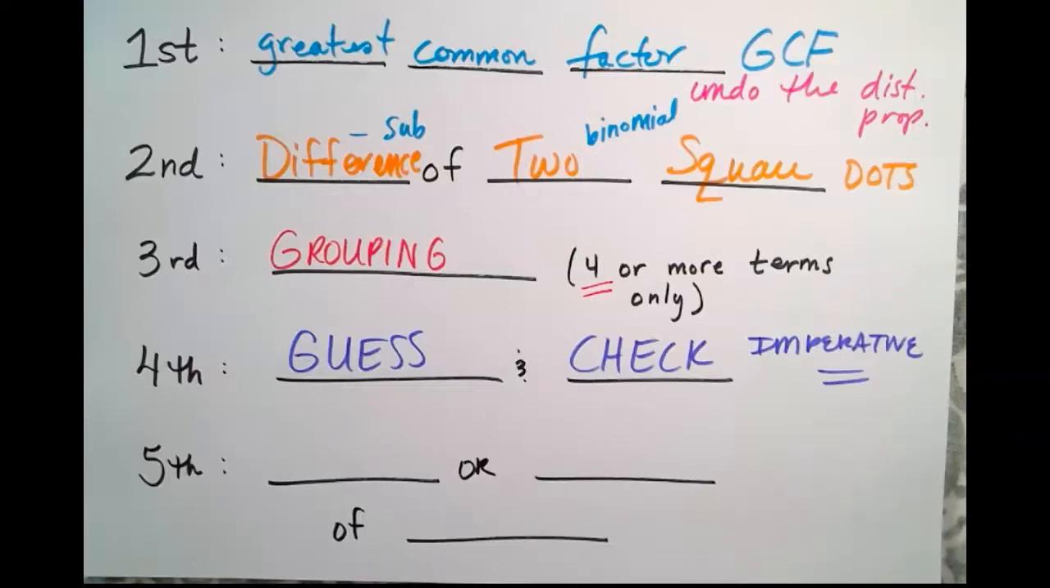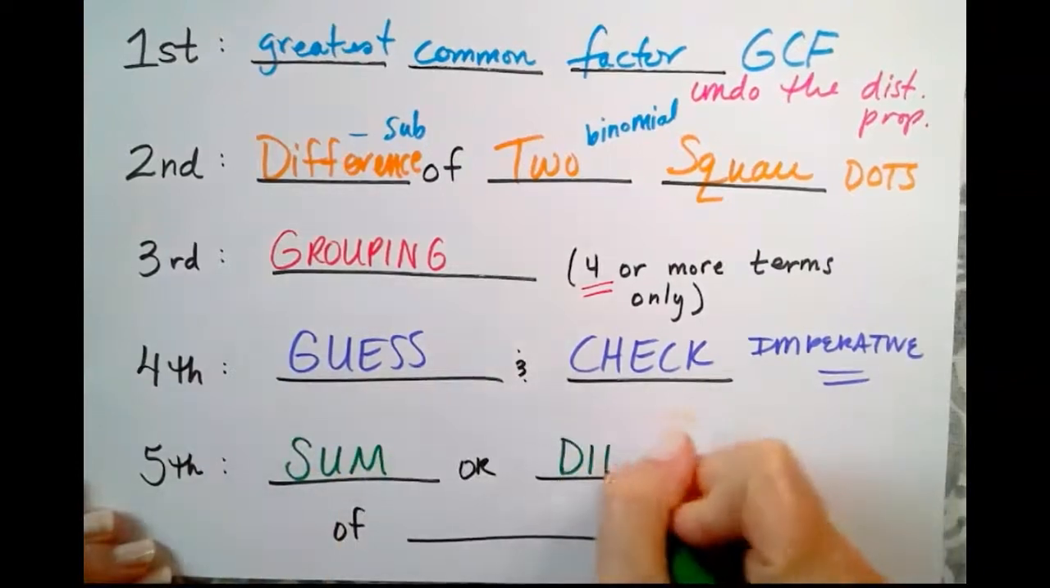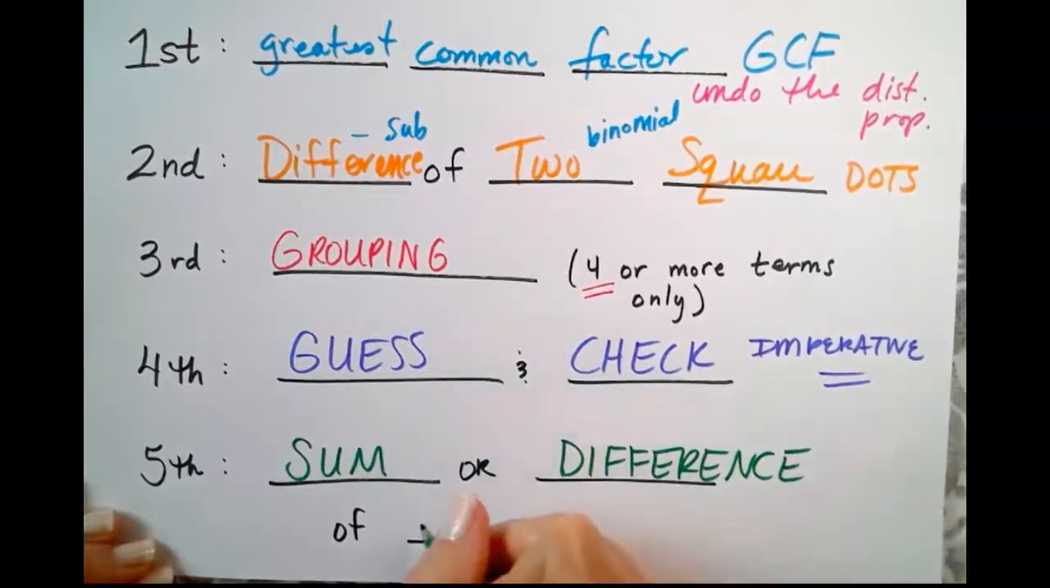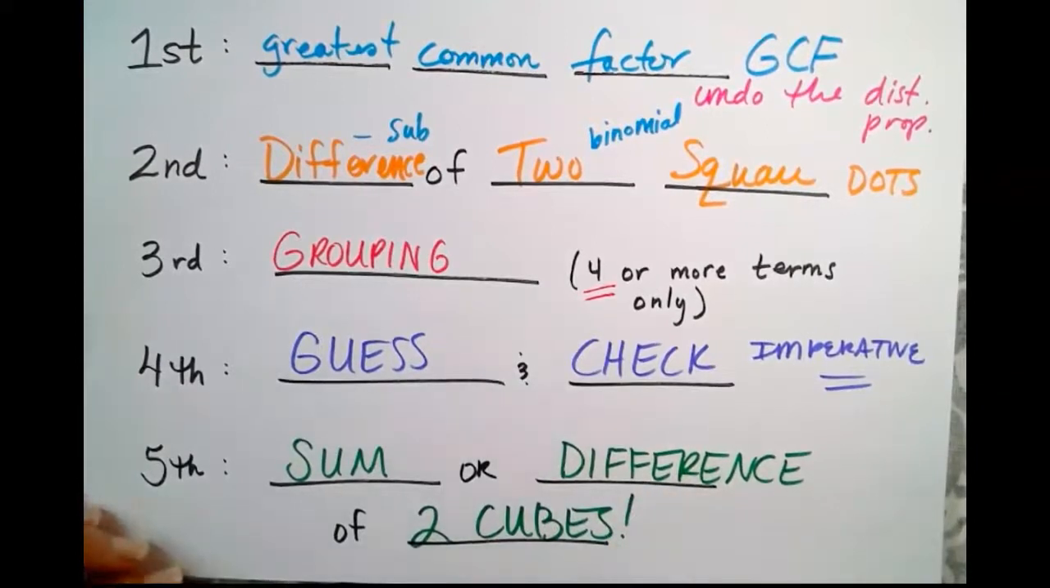And then this year, we're going to learn about something that maybe some of you did not get to in your previous class. We are going to learn about the sum or difference of two cubes, perfect cubes. So, sum or difference of cubes, which I gave a little hint at in a previous video. So these are the 5 factoring strategies. So please be sure to write those down, and we're going to have a video for each of these strategies following.